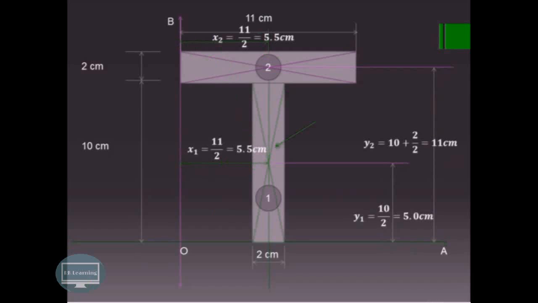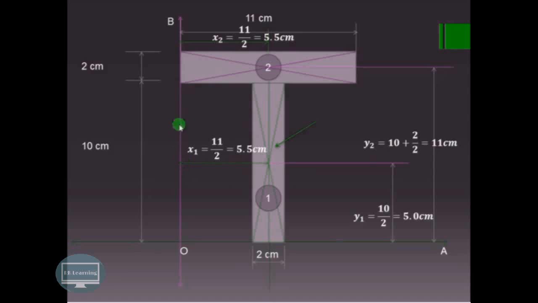So y1 will be equal to 10 upon 2, that is 5 centimeter, because this total depth is 10 centimeter. Similarly, y2 will be equal to 10 plus half of 2, because this centroid will be at a distance of half from this section. So up to this it is 10 centimeter from our reference, and our reference is OA. So 10 plus 2 by 2 is the value of y2.